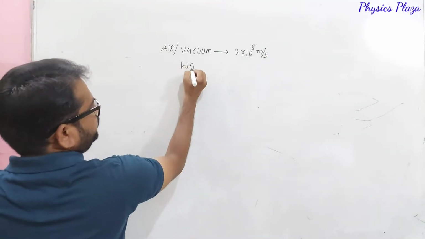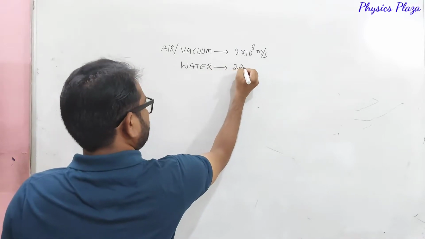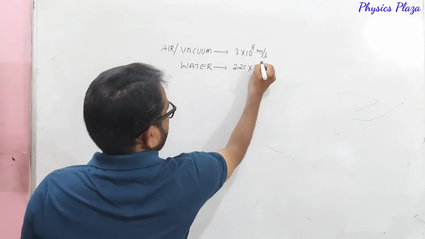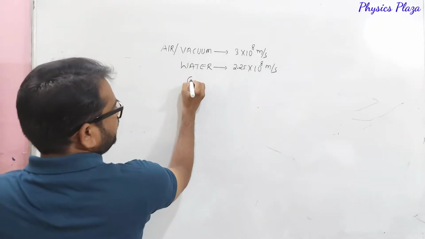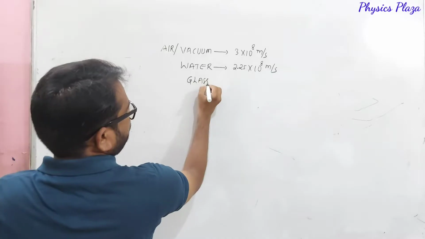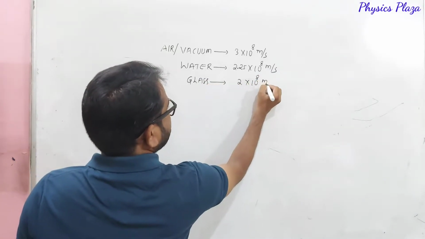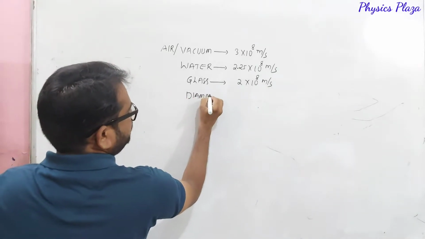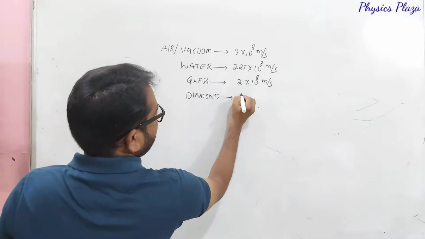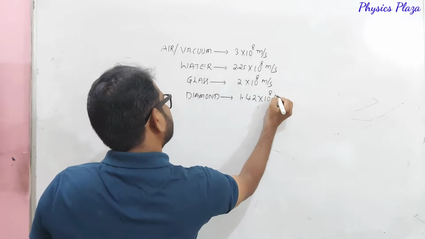Whereas in water, what is the speed of the light? It is 2.25 into 10 power 8 meter per second. Whereas the speed of the light in glass is 2 into 10 power 8 meter per second. And in a diamond, the speed of the light is approximately 1.42 into 10 power 8 meter per second.